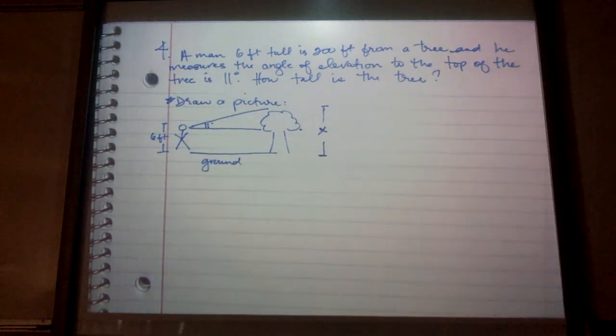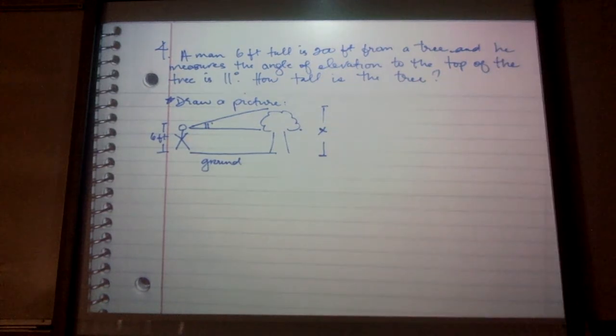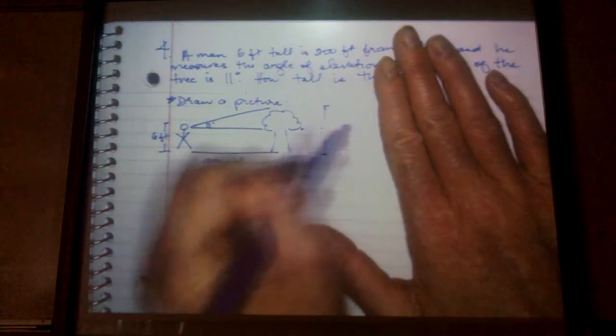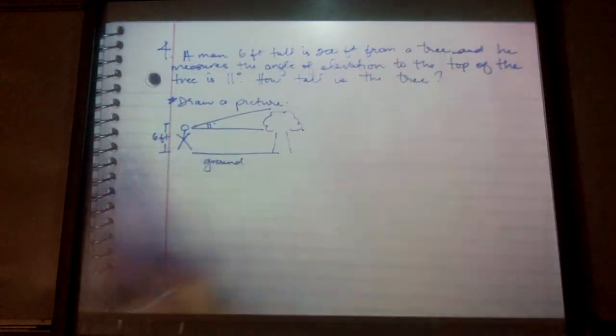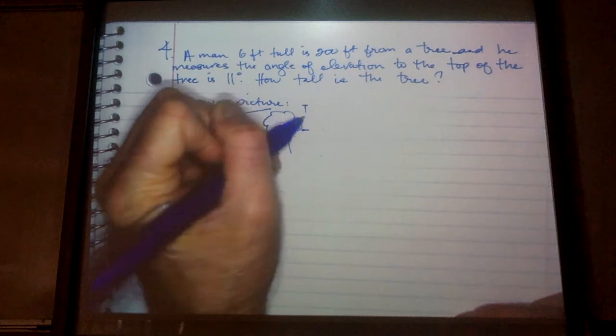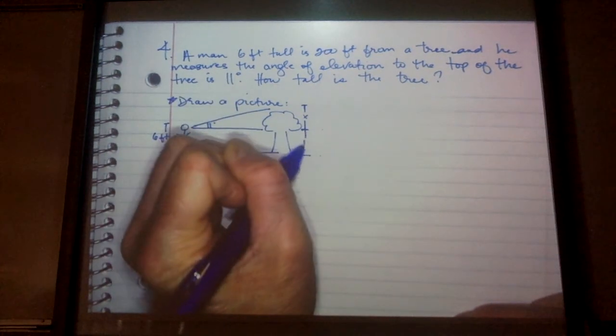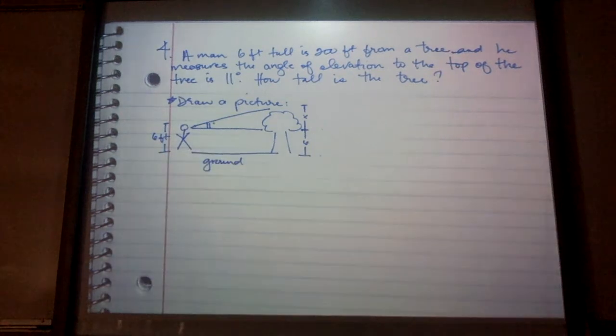All right, so here we go. Now, notice how I've drawn this. They're looking for the height of the tree, but I know from here to here, so if this helps, let me redraw that. From here to here would be X. But from here to the ground, right, is 6 feet because he's 6 feet tall. So I have to solve for X.